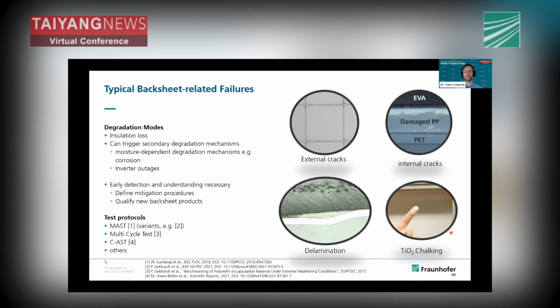And then we have chalking. This is a white powder on the backsheet rear. The powder consists typically of titanium dioxide pigments. And this can be an early warning sign for material degradation. And it's also a very frequent thing that we see in AAA backsheet degradation.